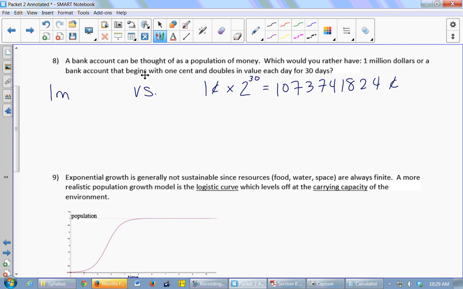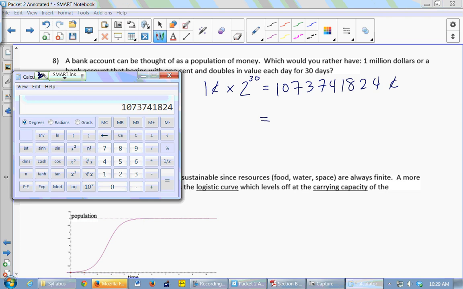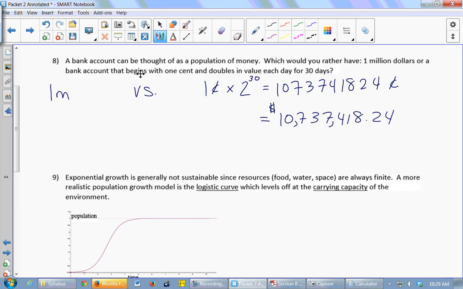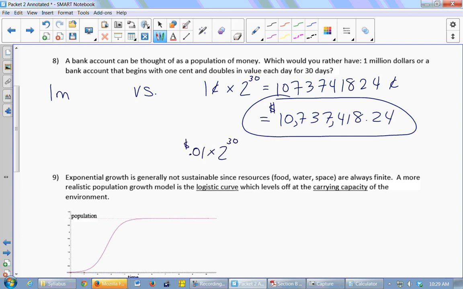So how do I get dollars from cents? Divide by 100. So take this number. If you divide it by 100, it's just going to move the decimal 2 to the left. So I have $10,737,418.24. So I choose option 2. If you start with 0.01, then you're already in dollars, right? So you would say, oh, $0.01 times 2 to the 30th will give you that same number.